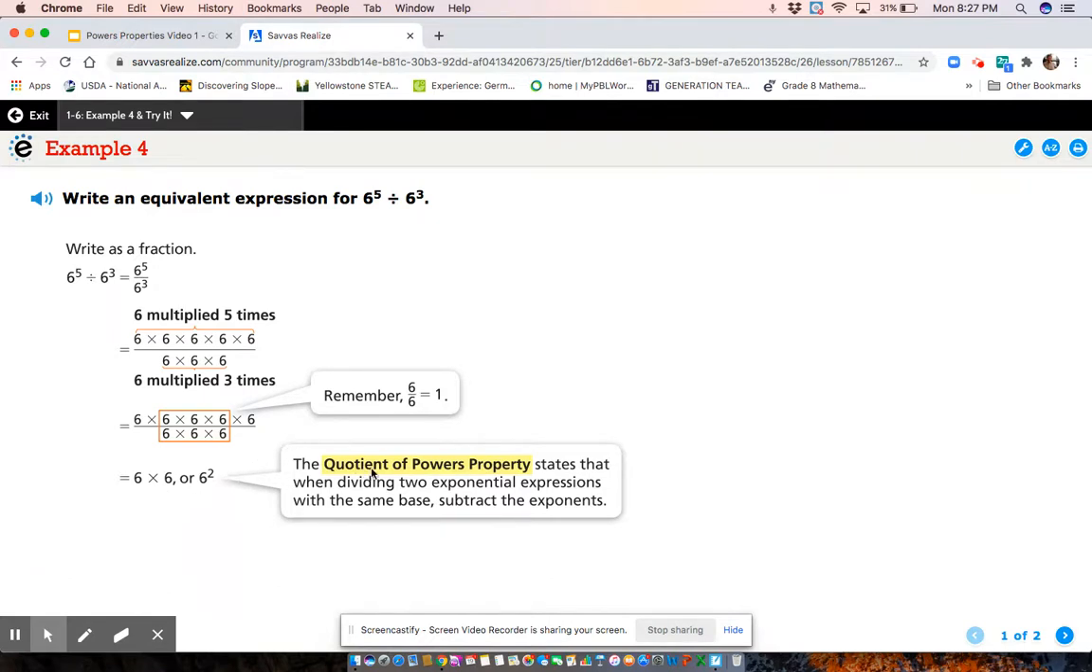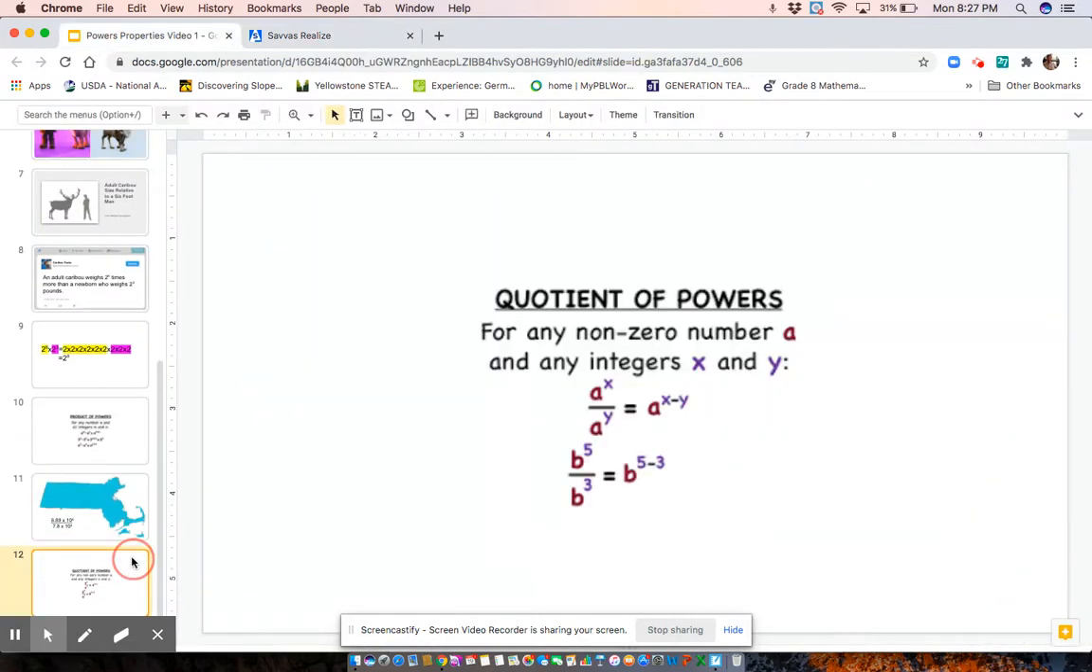This is called the quotient of powers property, which states that when dividing two exponential expressions with the same base, you can subtract the exponents, right? So here we see a non-zero number a, right? And any integers x and y, right? If the base is the same, then you can write the exponents just being subtracted. So if I had a base of b, b to the fifth over b to the third, you can subtract those exponents.